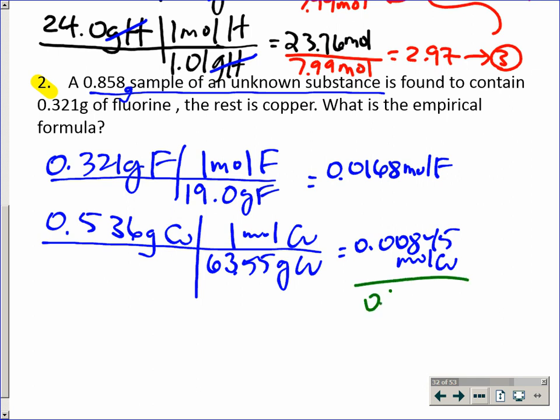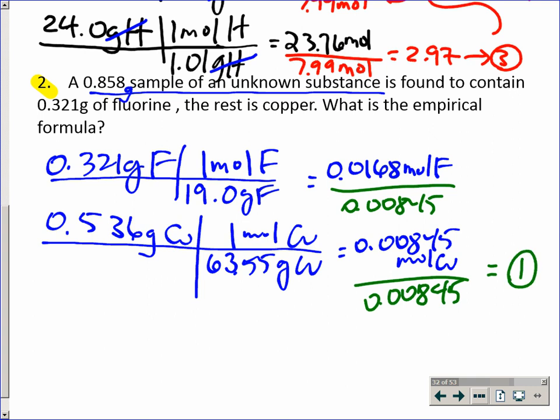Right, so divide both of these by 0.00845. Everybody, what's the copper one? 1, okay. Bryce, what's the first one up here? 2.1. Okay. So we look here, we're like, okay, that's easily 1. This is going to be what? 2. So I'm going to round that to 2.